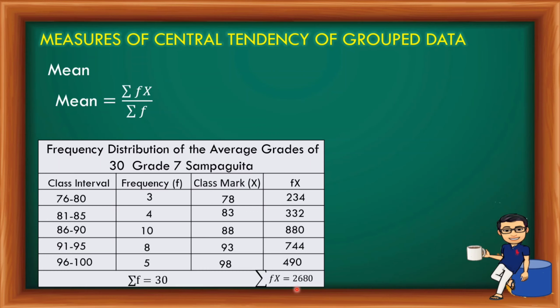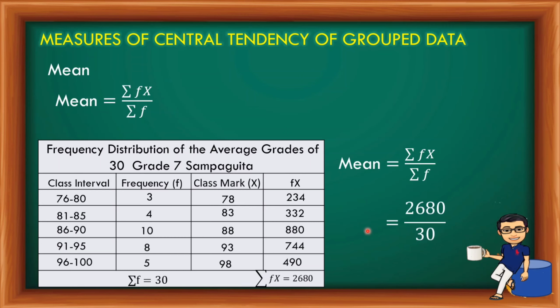So you will notice with our formula, ang kailangan natin ay summation of Fx, which is equivalent to 2,680. Tapos, summation of F, which is equal to 30. So, ibig sabihin, pwede na nating gamitin ang ating formula. So, again, formula is summation of Fx divided by summation of F.